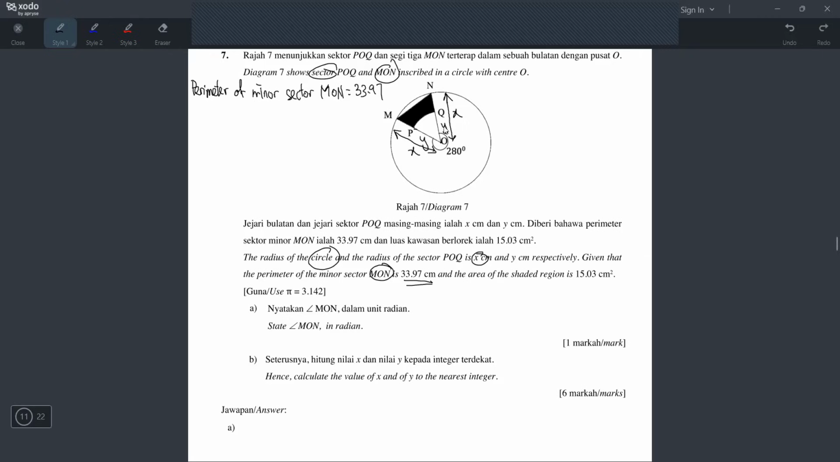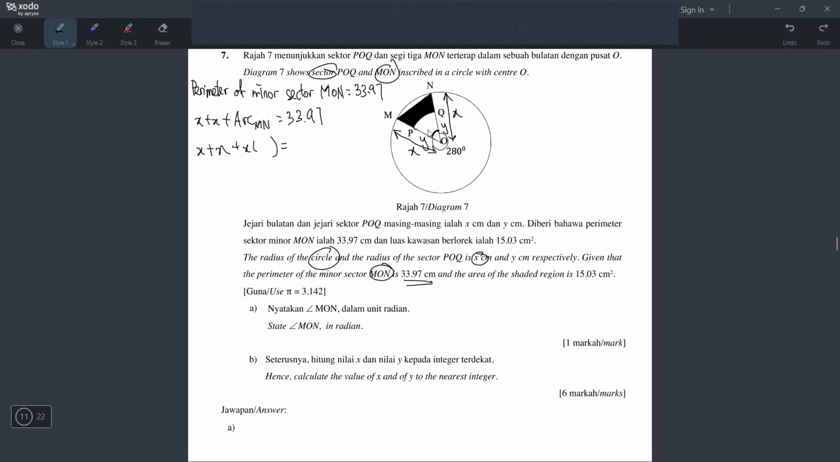So what is the perimeter of a sector? I already told you a sector consists of 3 lines: radius, radius, arc. So the first radius is X, the other radius is also X, so it will be X plus X, and then plus the arc, which will be arc MN, equals 33.97. And how do we find the arc? By using the formula r theta. The r for this sector is X, and then what will the theta be? It will be this angle here.